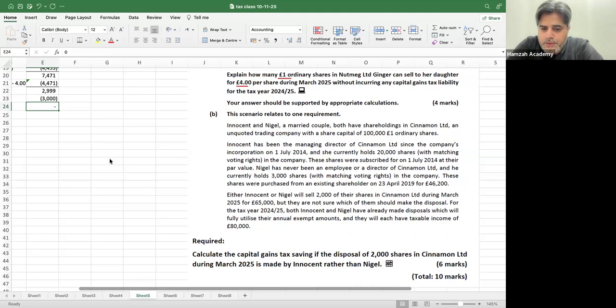For the tax year 24-25, both Innocent and Nigel have already made disposals which will fully utilize their annual exempt amounts, and they will each have taxable income of 80,000 as well. Now the requirement is: calculate the capital gains tax saving if the disposal of 2,000 shares in Cinnamon Limited during March is made by Innocent rather than Nigel.